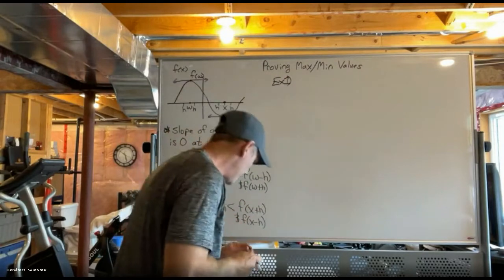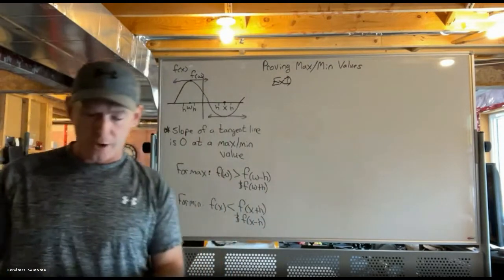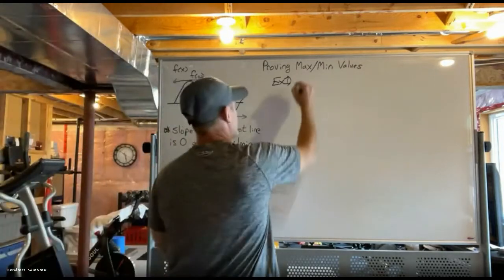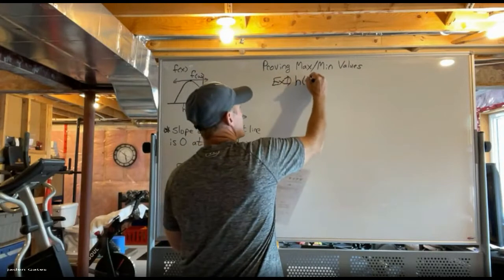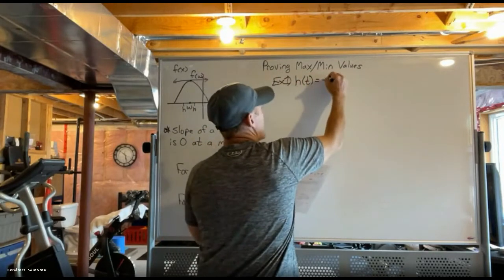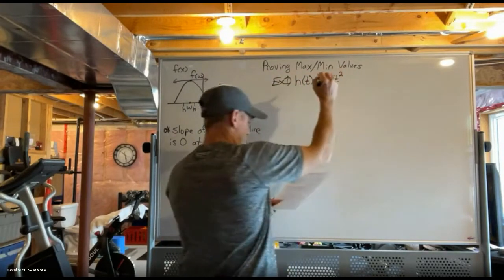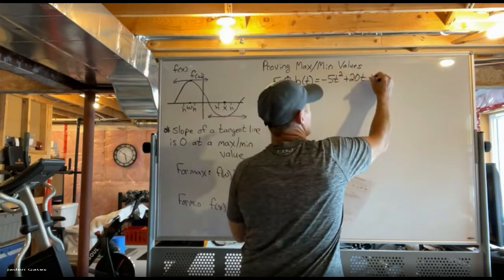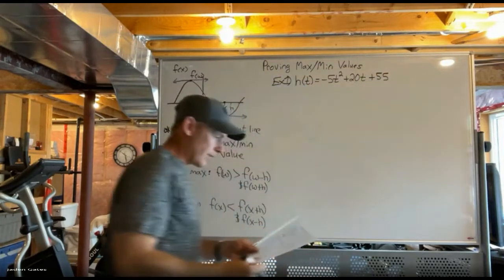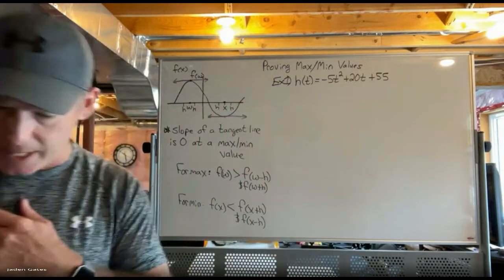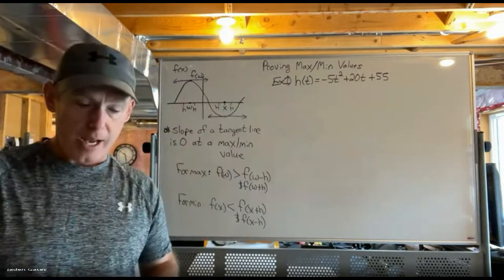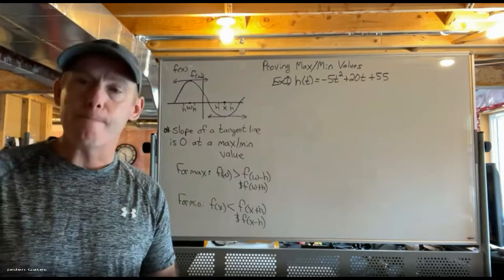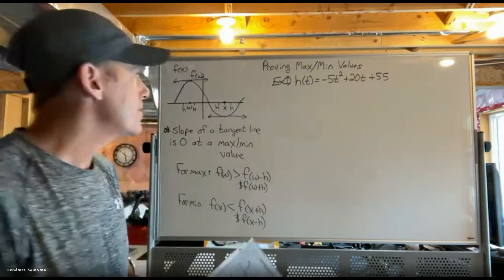Example 1 says the height of a glider thrown from the top of a hill is modeled by the function h of t. Might as well write it down here. h of t is equal to negative 5t squared plus 20t plus 55. That's the equation where h is height and t is time in seconds. It says prove that the height of the glider reaches a maximum at t equals 2.